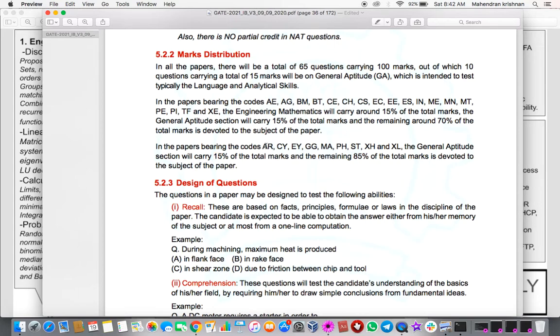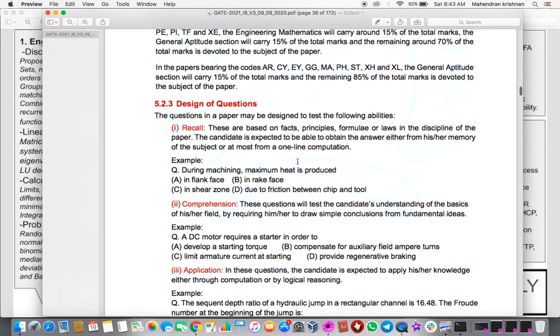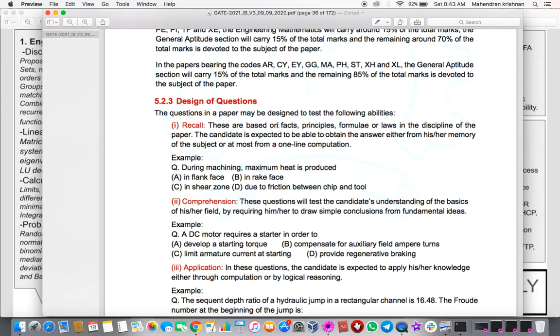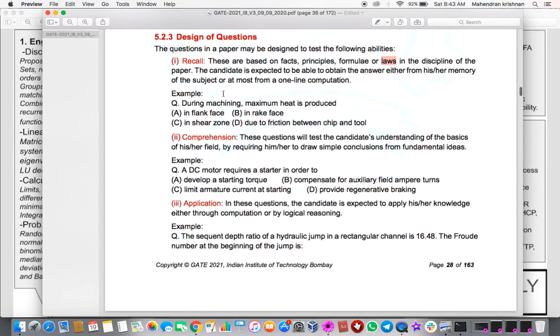So depending on your subject, engineering maths may or may not be there. It depends on whether you took these subjects, which have no engineering maths. In the rest of the papers engineering maths will be there. All right. So recall is fact based memory power. So formulas, laws, all those things are recall based.